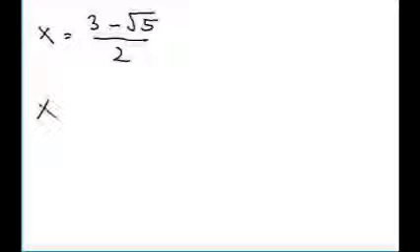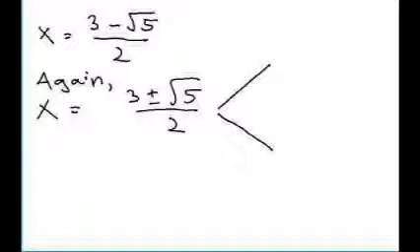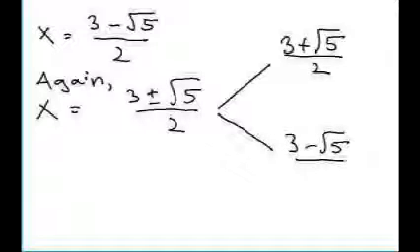So again, x equaling 3 plus or minus the square root of 5 over 2 can be rewritten as two different numbers. It represents two different numbers. One is 3 plus square root of 5 over 2, and one is 3 minus the square root of 5 over 2. So these are the answers.